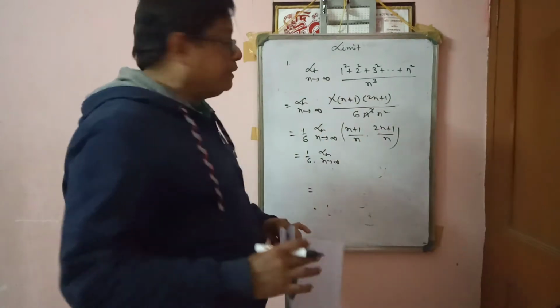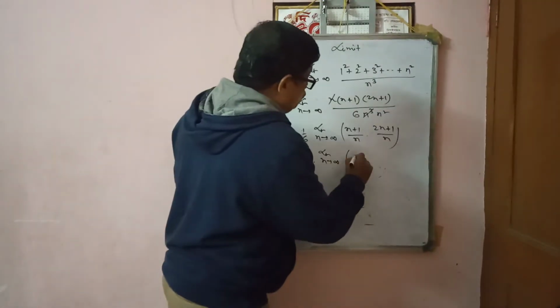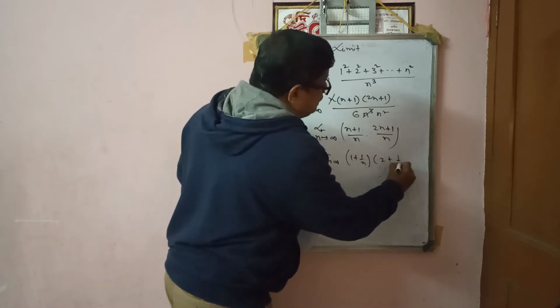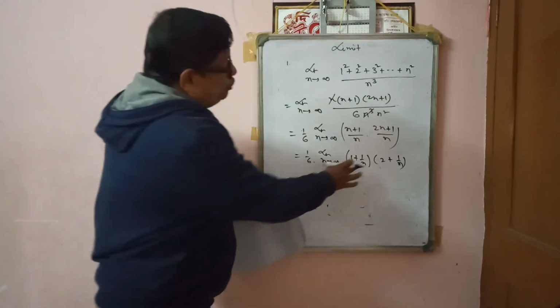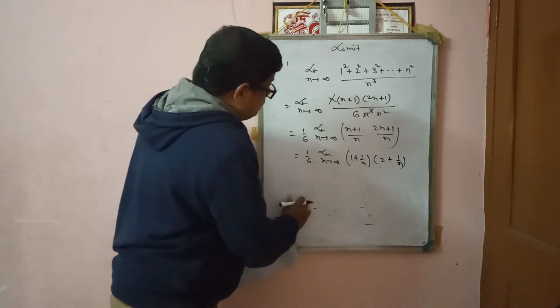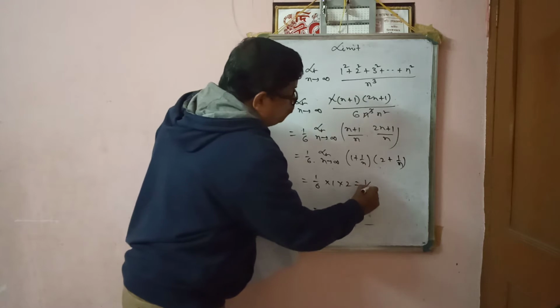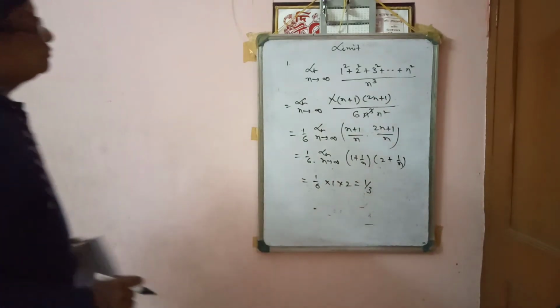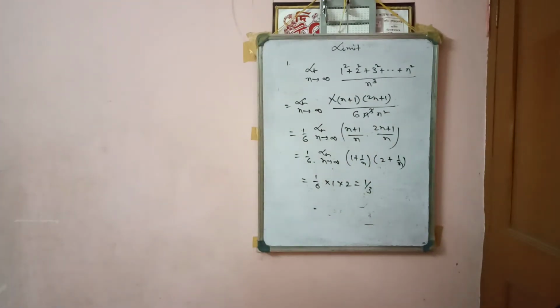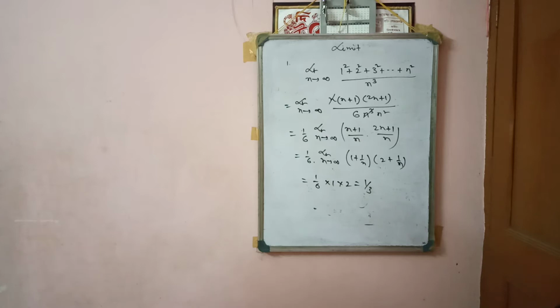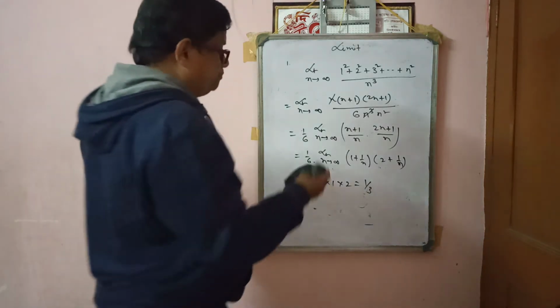So write 1 by 6, n tends to infinity, 1 plus 1 by n into 2 plus 1 by n. So this will be 0, this will be 0. Similar way, 1 by 6 into 1 into 2, that is 1/3. Okay, this is 1/3.